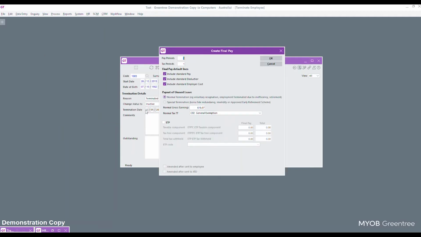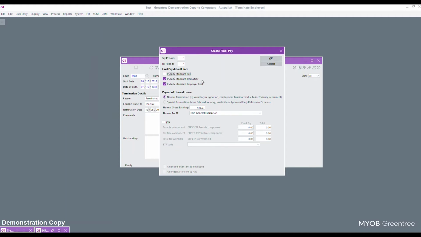Next, it brings up the Create Final Pay. We know he's weekly paid, and we're going to pay him for one period, and we're going to tax him over that. On Final Pay default lines, this person has only worked 2 days, and if we leave this ticked and he had a standard pay on there, it would bring in his 40 hours. We don't want that. We could delete it. There's no harm in leaving it on, but you just have to remember to take it out. I don't want to bring it in, so I'm going to take it off.